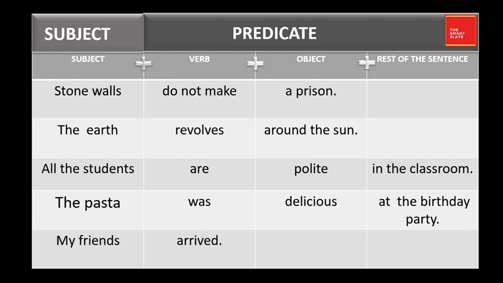Next is my friends arrived. Here you don't have an object, and the rest of the sentence does not have any words. The three words themselves complete the whole sentence. My friends is the subject and arrived is the predicate. So this is the basic chart of the subject, predicate, verb, object and rest of the sentence. You can easily understand. A few of the sentences have an object, a few don't. You can practice on your own.